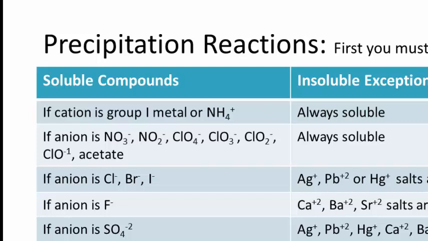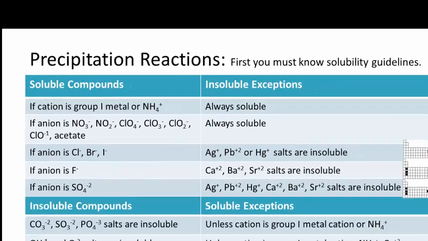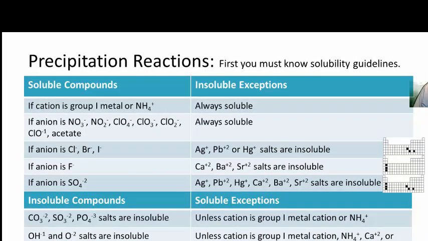Okay, let's go to the next rule. If the anion is one of these three halogens, or halides, as we would call them if they are anions, chloride, bromide, or iodide, if the anion is one of these three, the ionic compound will be soluble, except when the cation is silver, silver plus 1, lead plus 2, or mercury plus 1.